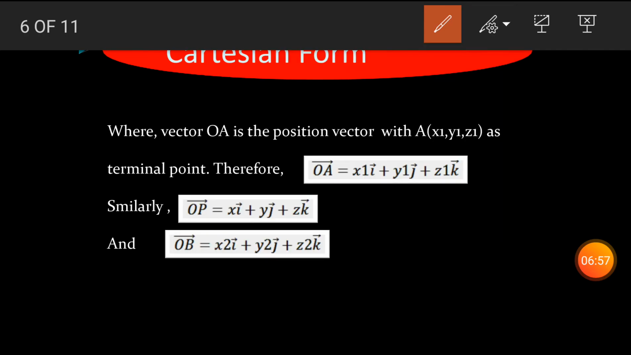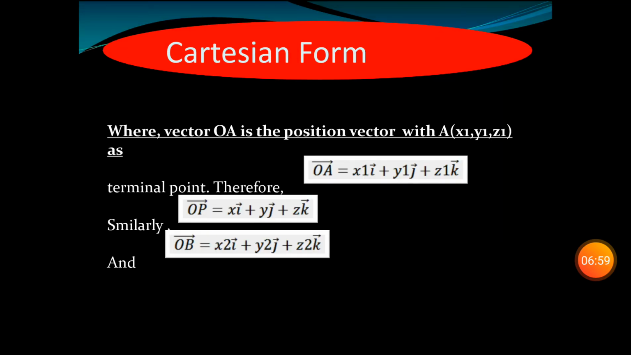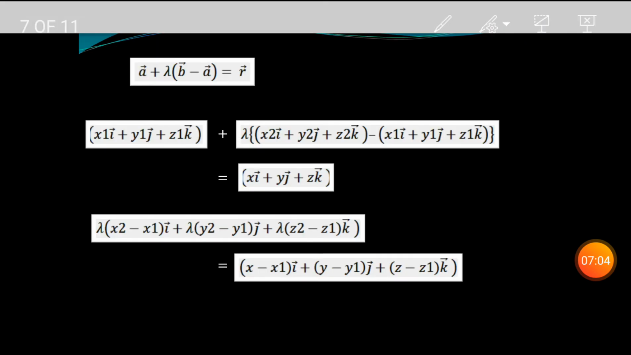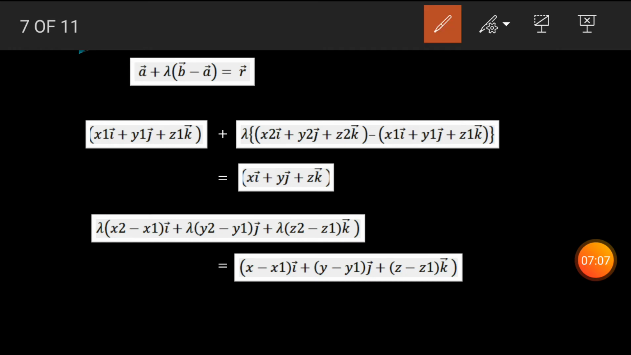Now put the values in the vector equation. Your vector equation, as you can see here, was A plus lambda times B minus A equals R. So put the value of A, that is x1i plus y1j plus z1k. Now lambda times the B vector, that is x2i plus y2j plus z2k, minus the A vector, that is x1i plus y1j plus z1k, equals xi plus yj plus zk. Now we are going to calculate it.